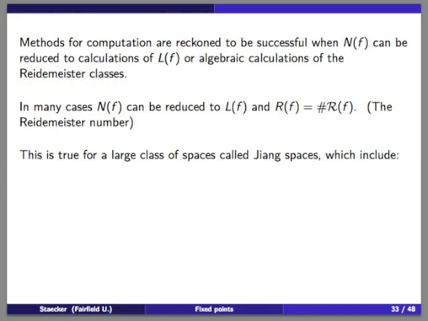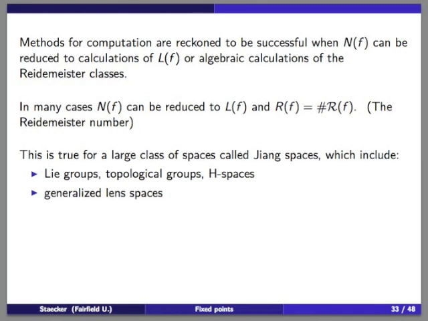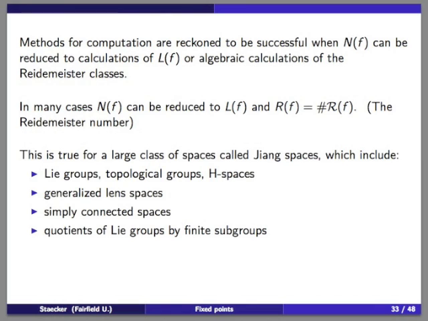This is actually true for a large class of spaces called the Jiang spaces. This may be the first time I've mentioned Jiang. This is certainly not the last time, though. So the Jiang spaces are a large class of spaces for which Jiang proved that the Nielsen number can be computed purely in terms of the Lefschetz and the Reidemeister numbers. This includes Lie groups, actually topological groups, which is more general, actually H spaces, which is more general, generalized lens spaces, simply connected spaces, quotients of Lie groups by finite subgroups. I believe that was Peter.